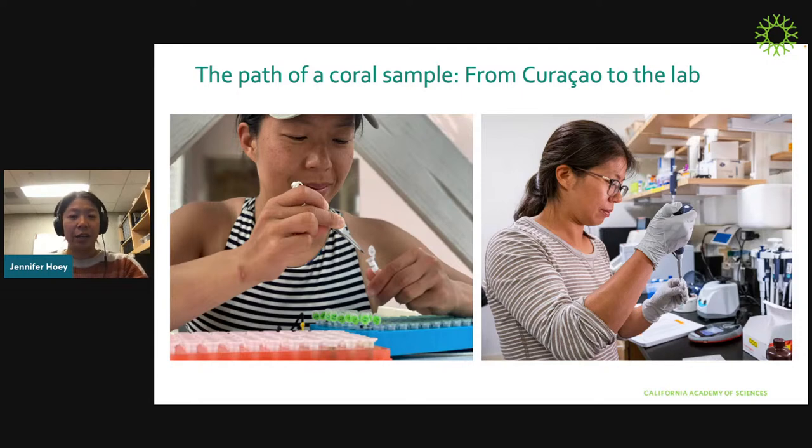When I come out of the water from a dive, I transfer the samples from the tray on my arm into individually labeled tubes full of ethanol. That preserves the coral tissue. Then we bring all those samples back to San Francisco here. The summer after we got back from Curacao, I spent most of the summer extracting DNA from all of these tissue samples.